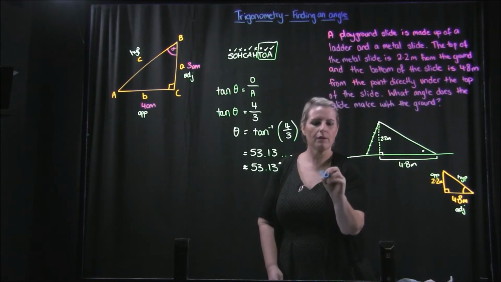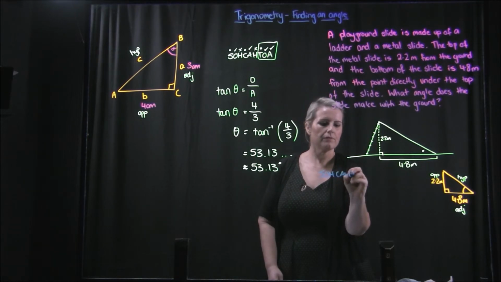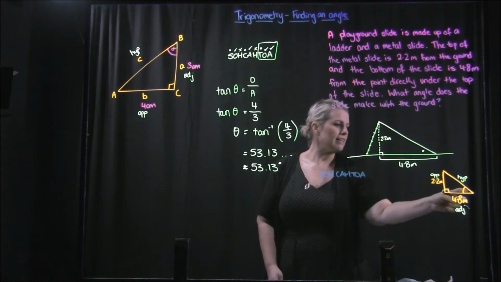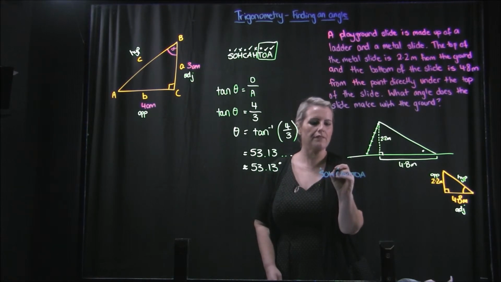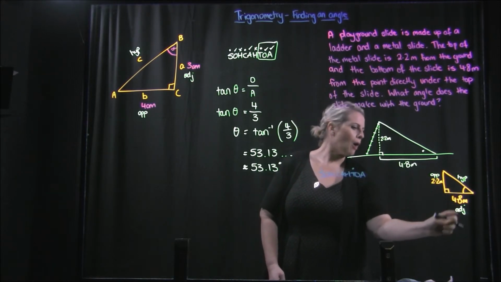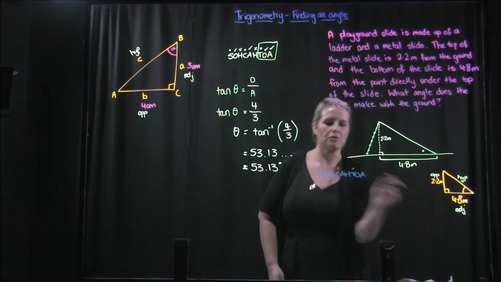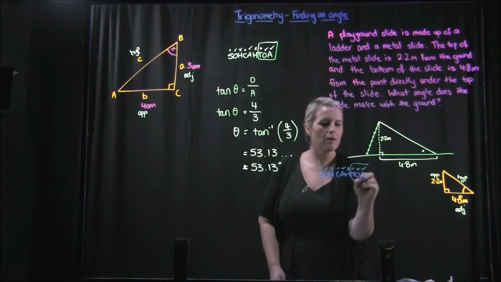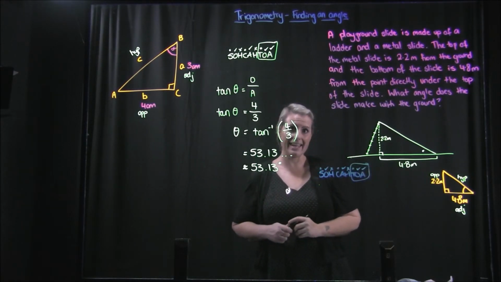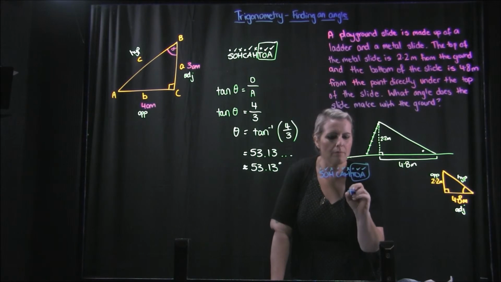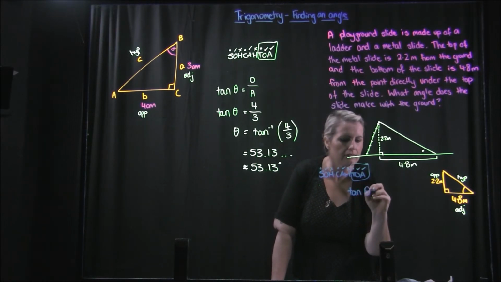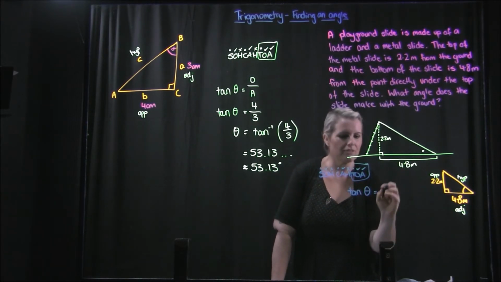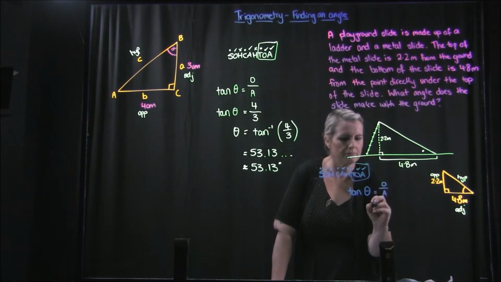So, SOHCAHTOA. Now, I need to find the angle. I have adjacent and opposite. They're the two that I've got. So, opposite, adjacent. I do not have hypotenuse. So, I am once again going to be using tan or tangent. So, I write my formula. Tan of unknown angle is equal to opposite over adjacent.